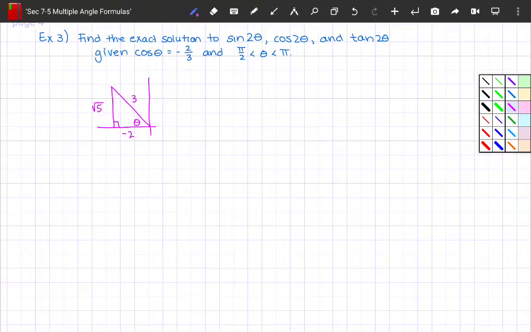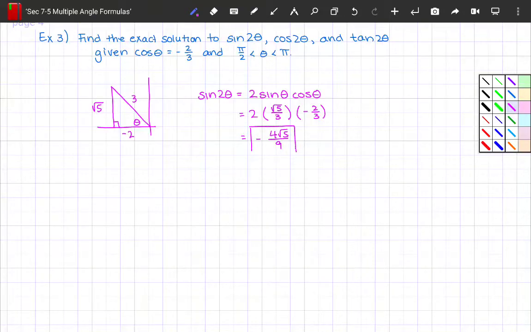And now it's just a matter of using the formulas. We know that sine of 2 theta is 2 sine theta cosine theta. And then we can use our picture to see that the sine of theta is root 5 over 3. Cosine theta is negative 2 over 3. So it's going to be negative 4 root 5 over 9. Wait a minute.